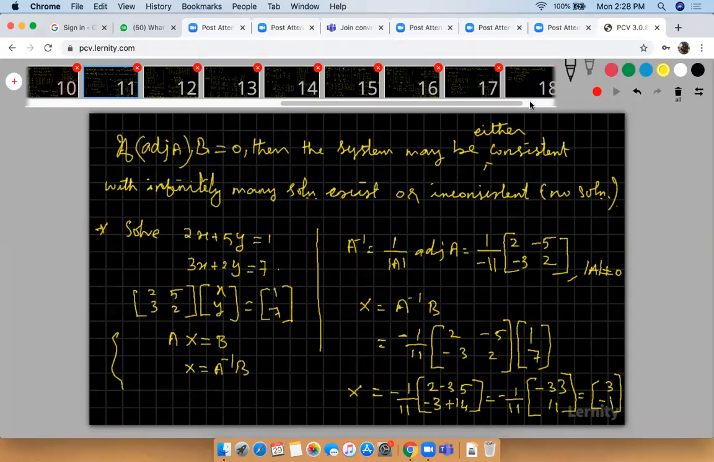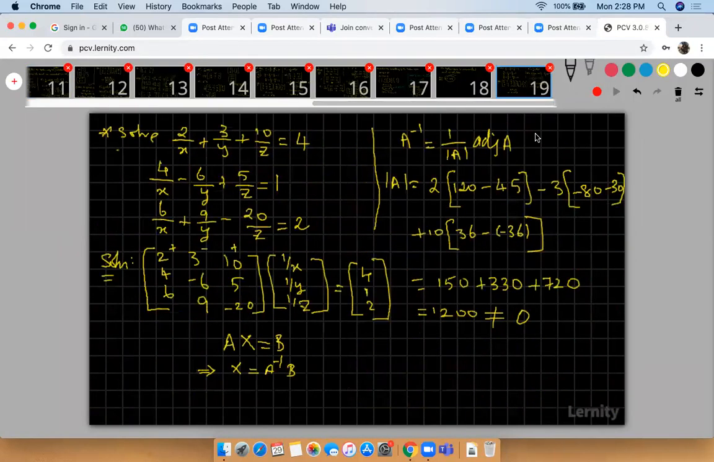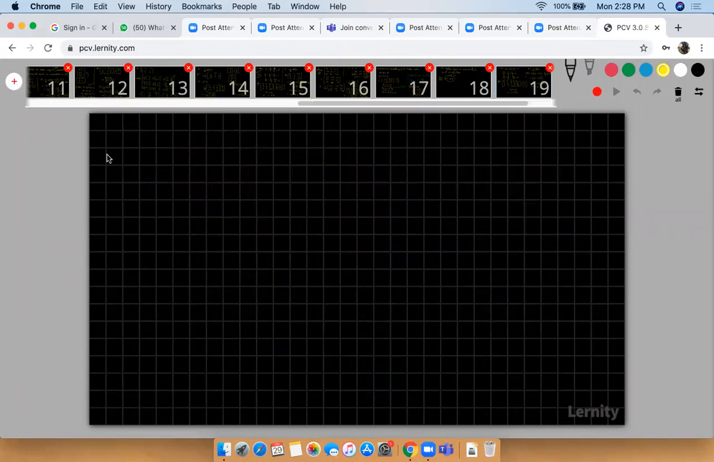Okay, so therefore if A is non-singular, we will get a unique solution. A is non-singular means we will get a unique solution. Then go for the adjoint of A. We have discussed the adjoint of A in many problems, therefore I'm going to write it directly. So that is homework for you. Please note that, and try to find the adjoint of A properly.